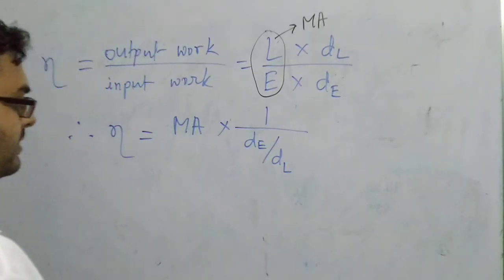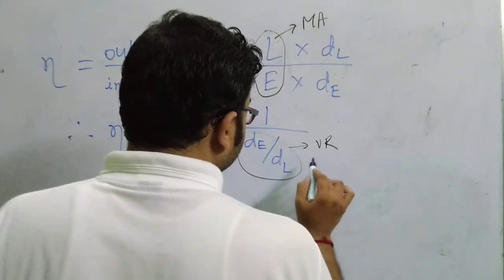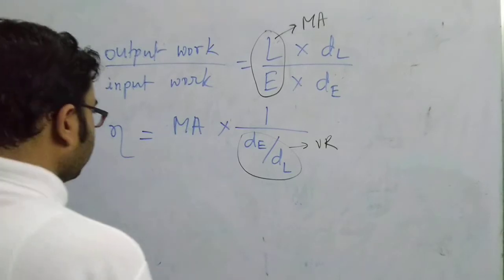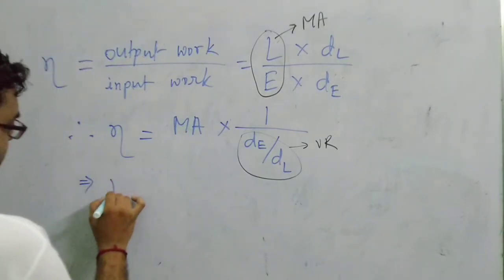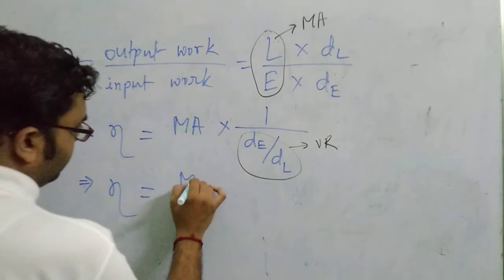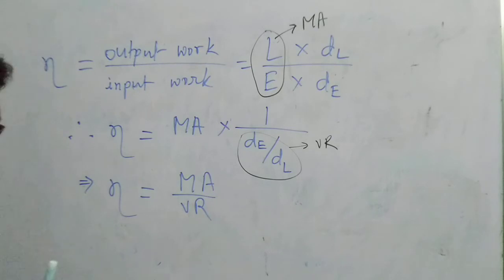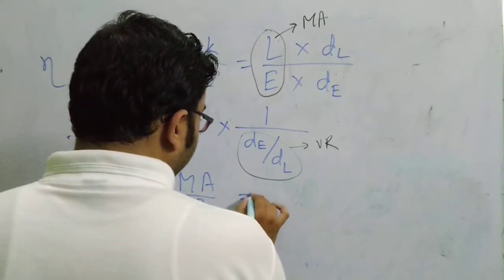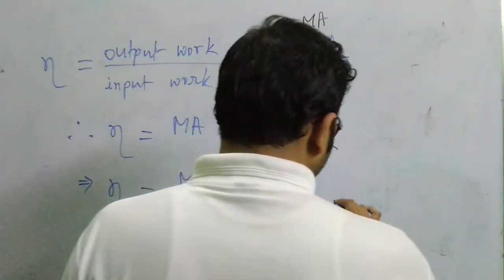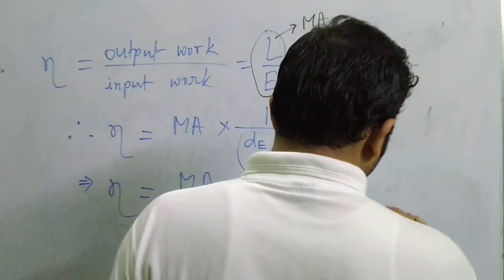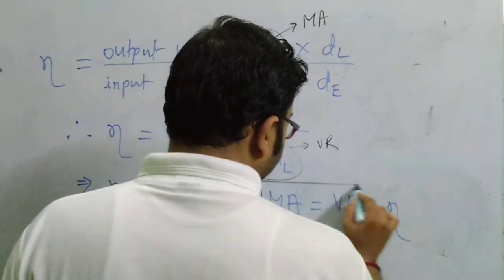Now what is dE by dl? This dE by dl is actually the velocity ratio, isn't it? VR. So obviously you can write from this mathematical expression that efficiency eta is equal to MA by VR, velocity ratio. So simplifying this expression, you can say that the mechanical advantage of a machine is equal to velocity ratio into efficiency. So this is the relation between these three terms.